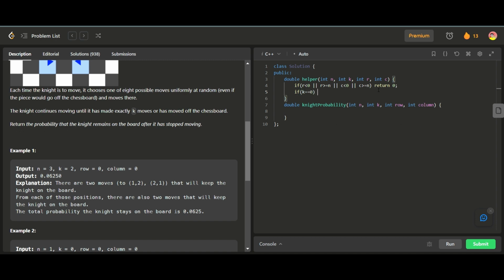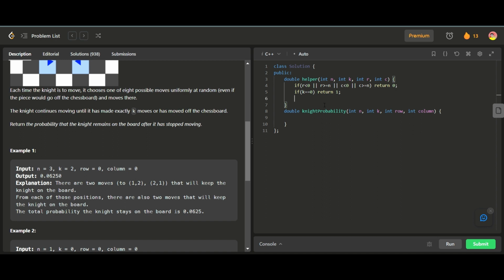Now what happens if the number of moves is 0? So basically the knight has moved all the allowed moves, and also it has passed this phase. That means that it is still on the board. So the probability for this particular move is 1 because it stays here on the chessboard and there are no moves remaining to go forward.